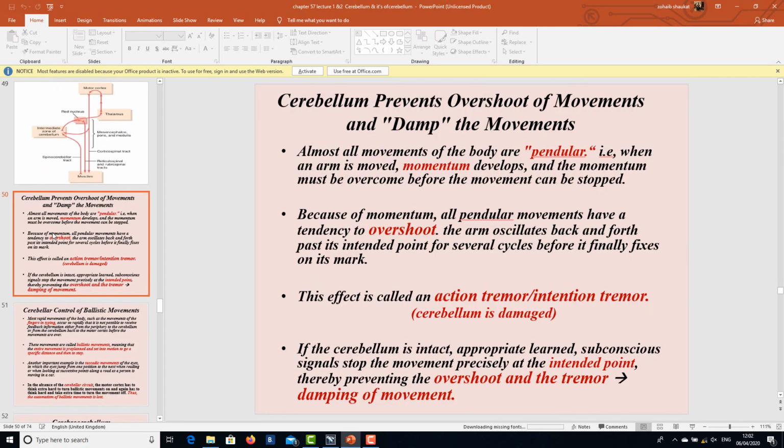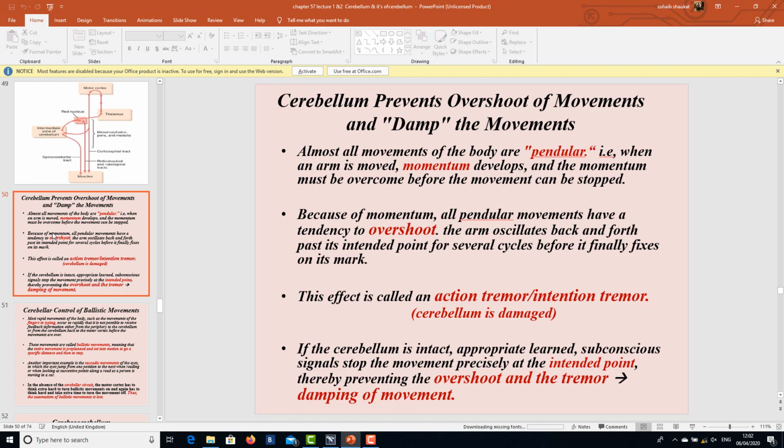Now, the cerebellum prevents the overshoot of movements and damps the movements. Almost all body movements are pendular. That is, when the arm is moved, the momentum develops and the momentum must be overcome before the movement can be stopped. Because of the momentum, all pendular movements have a tendency to overshoot. The arm oscillates back and forth past its intended point for several cycles before it finally fixes on its mark.